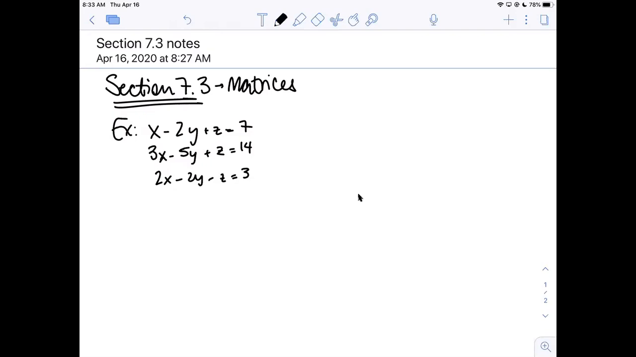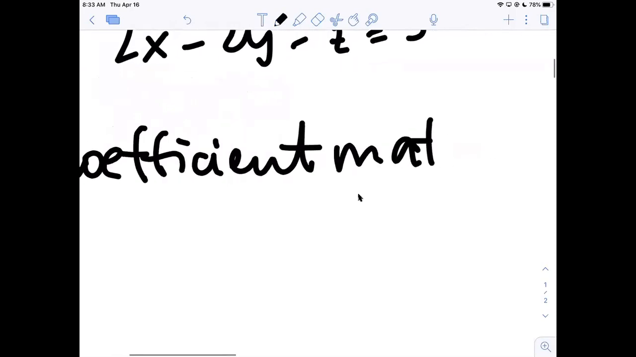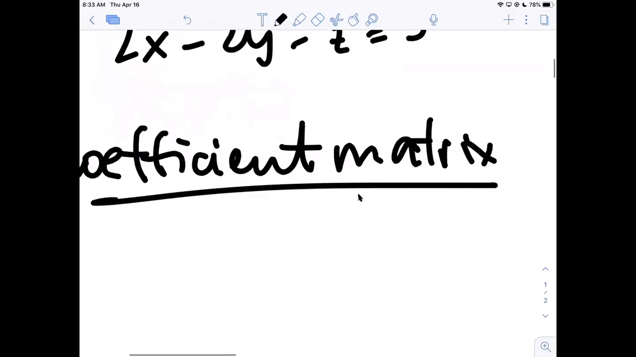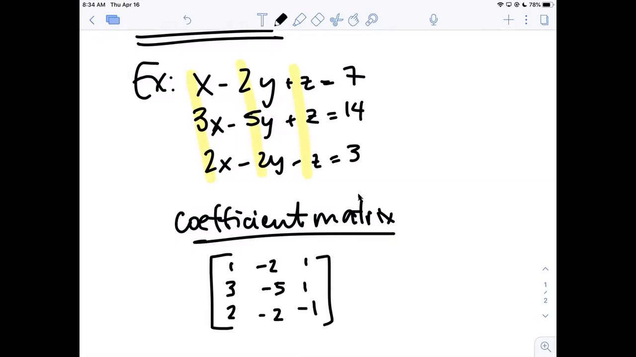So the first thing that we're going to have is a coefficient matrix. And our coefficient matrix is going to be exactly what it says. It's going to be all of the coefficients from my first 3 equations. So all of the coefficients for x will be my first column. All the coefficients for y will be the second, and all the coefficients for z will be the third column. And I'm just going to write that exactly like I see it: 1, 3, 2, -2, -5, -2, 1, 1, -1. I don't want any x's, y's, and z's because this is just the coefficient matrix. So I'm only putting coefficients in here.